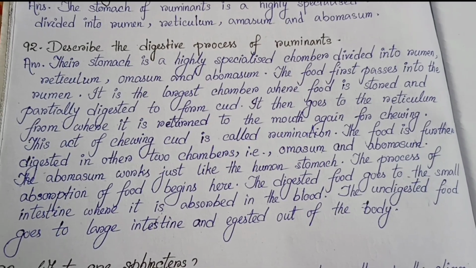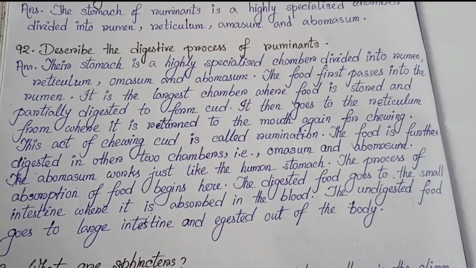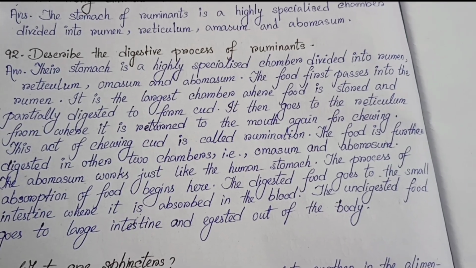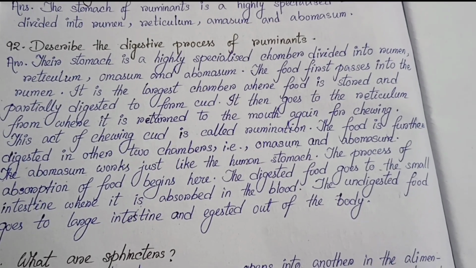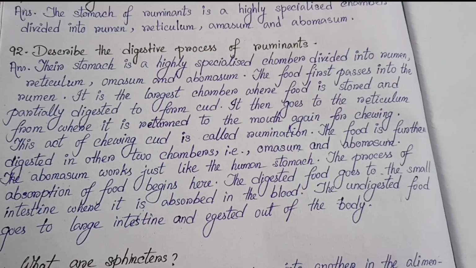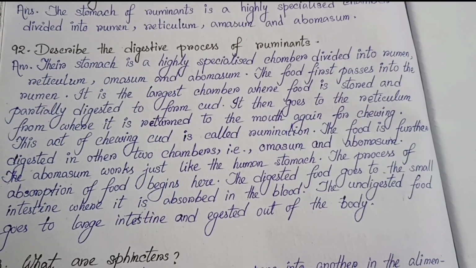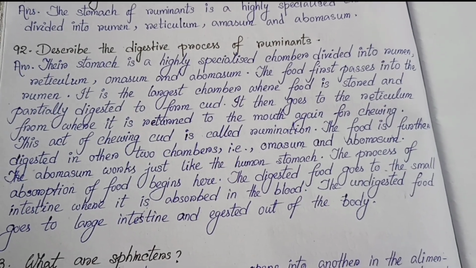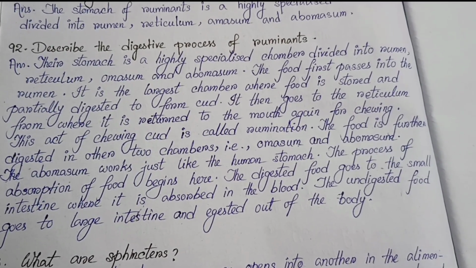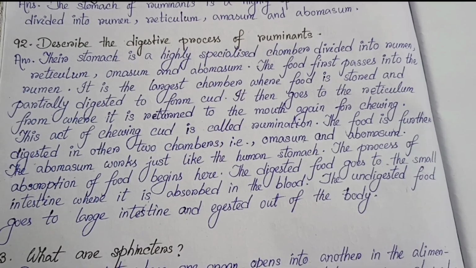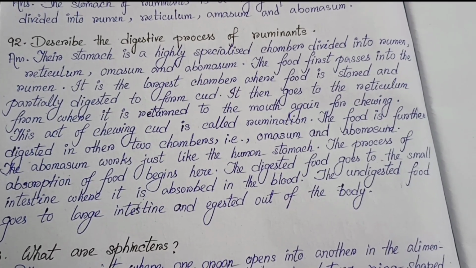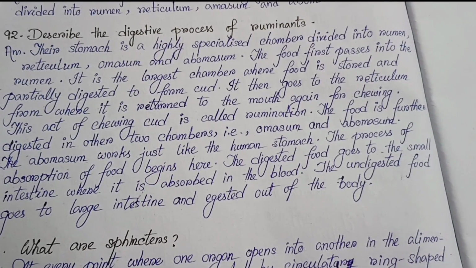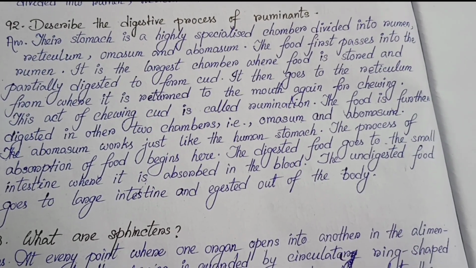92. Describe the digestive process of ruminants. Their stomach is a highly specialized chamber divided into rumen, reticulum, omasum, and abomasum. The food first passes into the rumen. It is the largest chamber where food is stored and partially digested to form cud. It then goes to the reticulum from where it is returned to the mouth again for chewing. This act of chewing cud is called rumination.